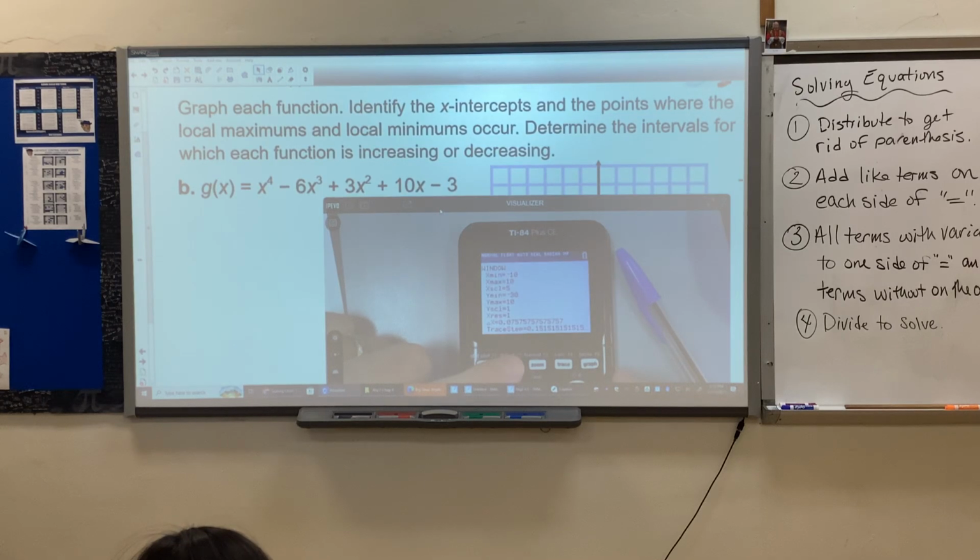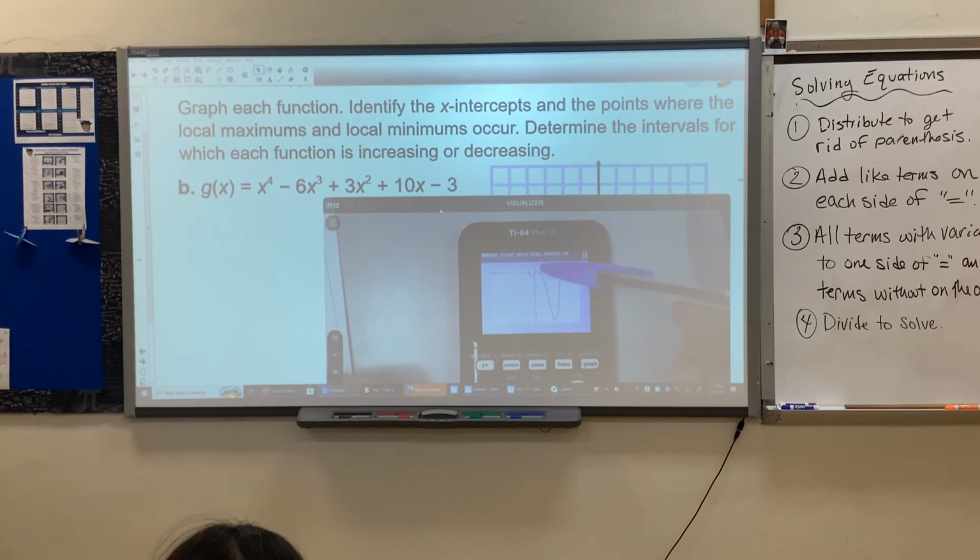Window. X scale still 1. Y scale 10. And I'll make my minimum -60. What the heck did I do? Still can't see it. I'm going to make my y minimum -100. Okay, finally saw it. So we can use the same thing to find that one.